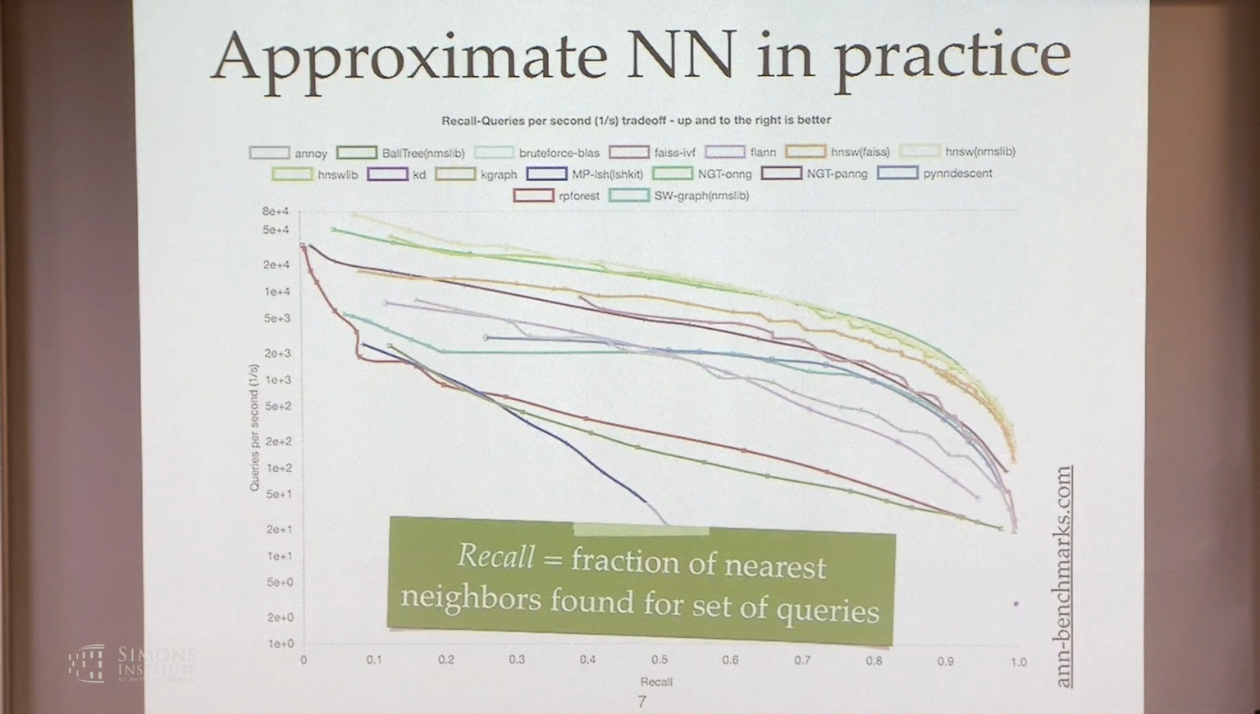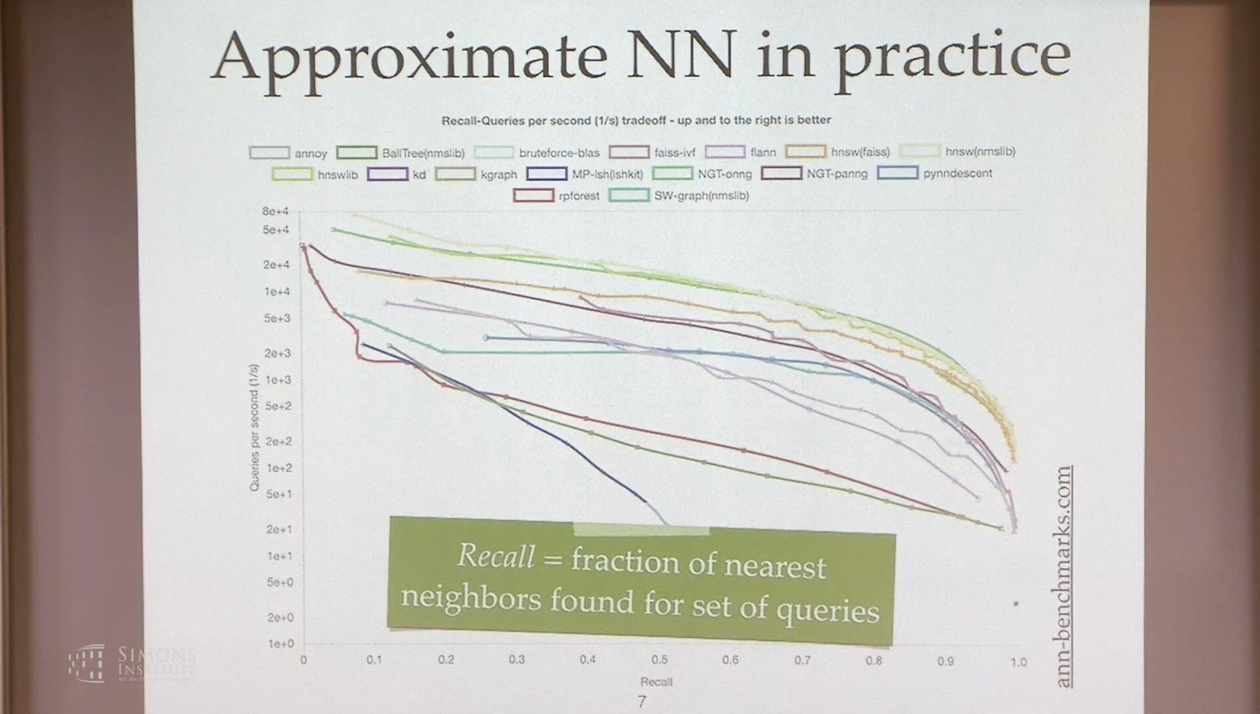Recall is just the fraction of nearest neighbors that you find for a particular set of queries. These benchmarks have a predefined set of queries where you run all the algorithms and you see how many of these queries actually find the nearest neighbor. This gives you a fraction between 0 and 1. And you can see that the higher fraction you want, the slower the algorithm gets.